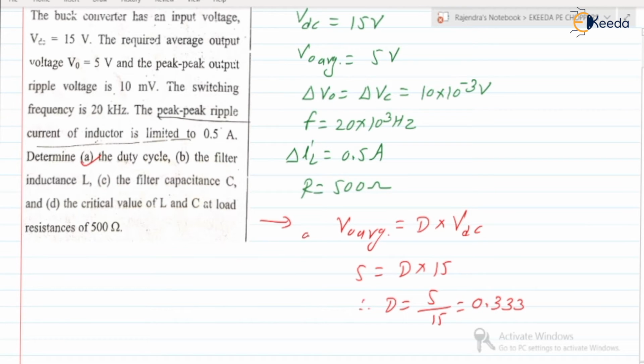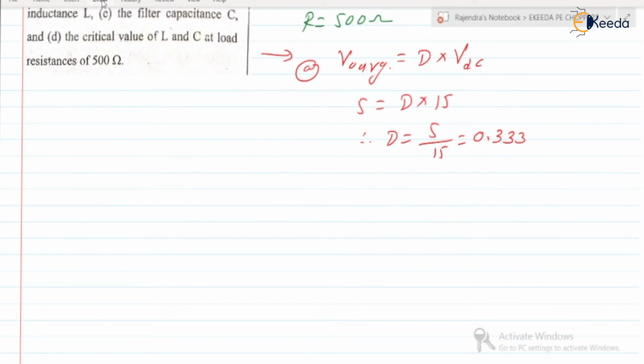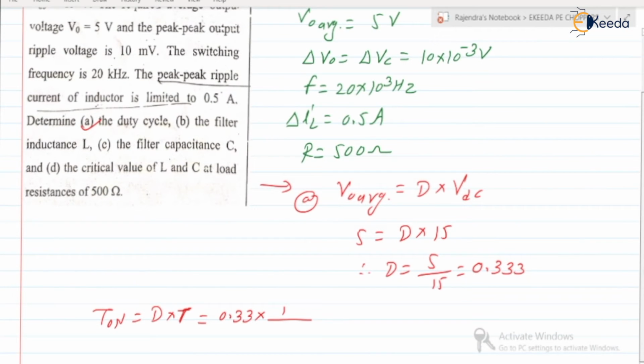Next, second, the filter inductance they have asked. As this is the buck converter, when the switch is in the on state we can draw the circuit. But before that, can we find the on time? Yes, on time, T on is equal to D into T, which is D, 0.333, into T, which is 1 by frequency. What is the switching frequency? It is given as 20 kilohertz.